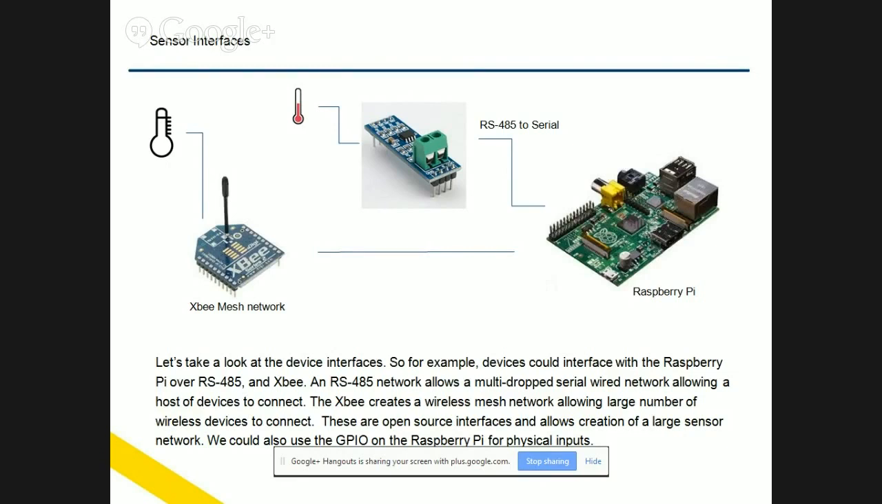We have the example where devices could interface with the Raspberry Pi over RS485 or XBee. The RS485 network allows a multi-drop serial wired network allowing a host of devices to connect. The XBee creates a wireless mesh network allowing a large number of wireless devices to connect. These are open source interfaces and allow creation of a large sensor network. We could also use the GPIO on the Raspberry Pi for physical inputs.